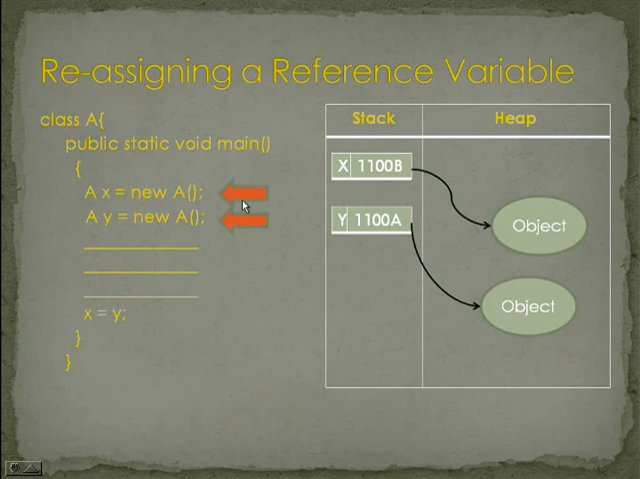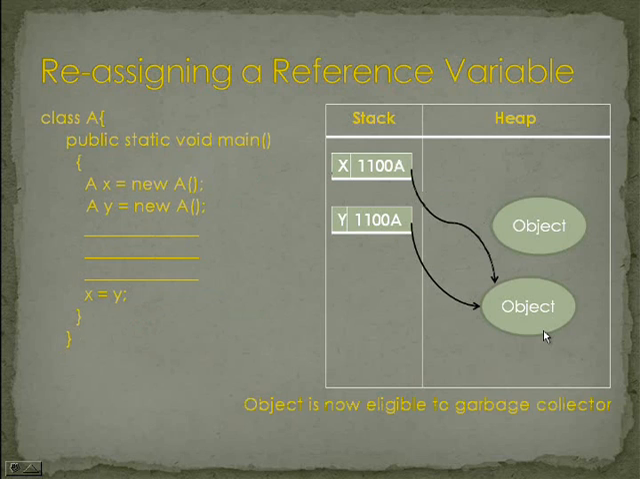The second reason is reassigning a reference variable. There are two objects in the heap which are referenced by the X and Y variables. After a certain time, X references the object which Y also references. The object which X earlier referenced is now eligible for the garbage collector.